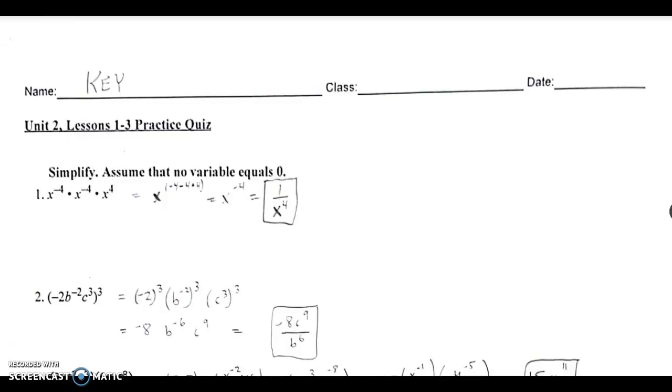Okay, this is the Unit 2 Lessons 1 through 3 practice quiz. First question, we've got x to the negative fourth times x to the negative fourth times x to the positive fourth, and we need to simplify the expression.